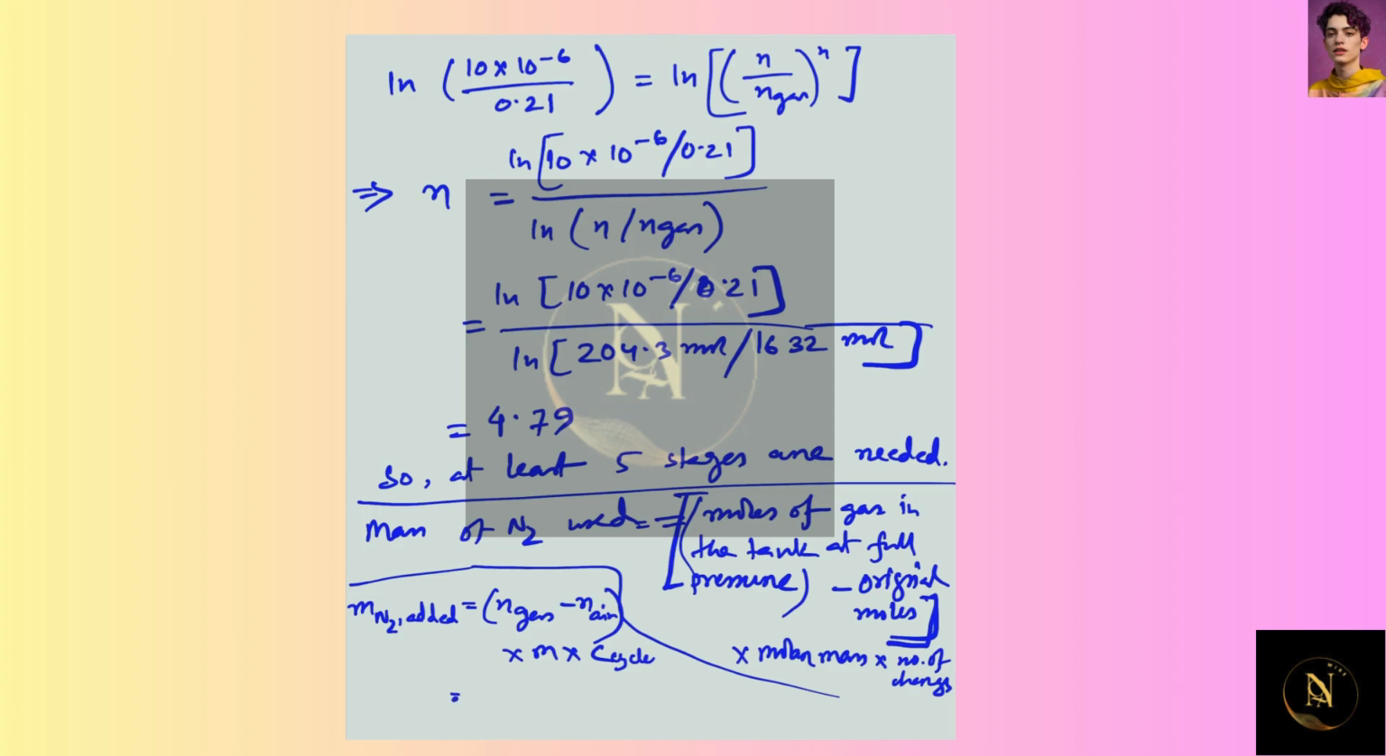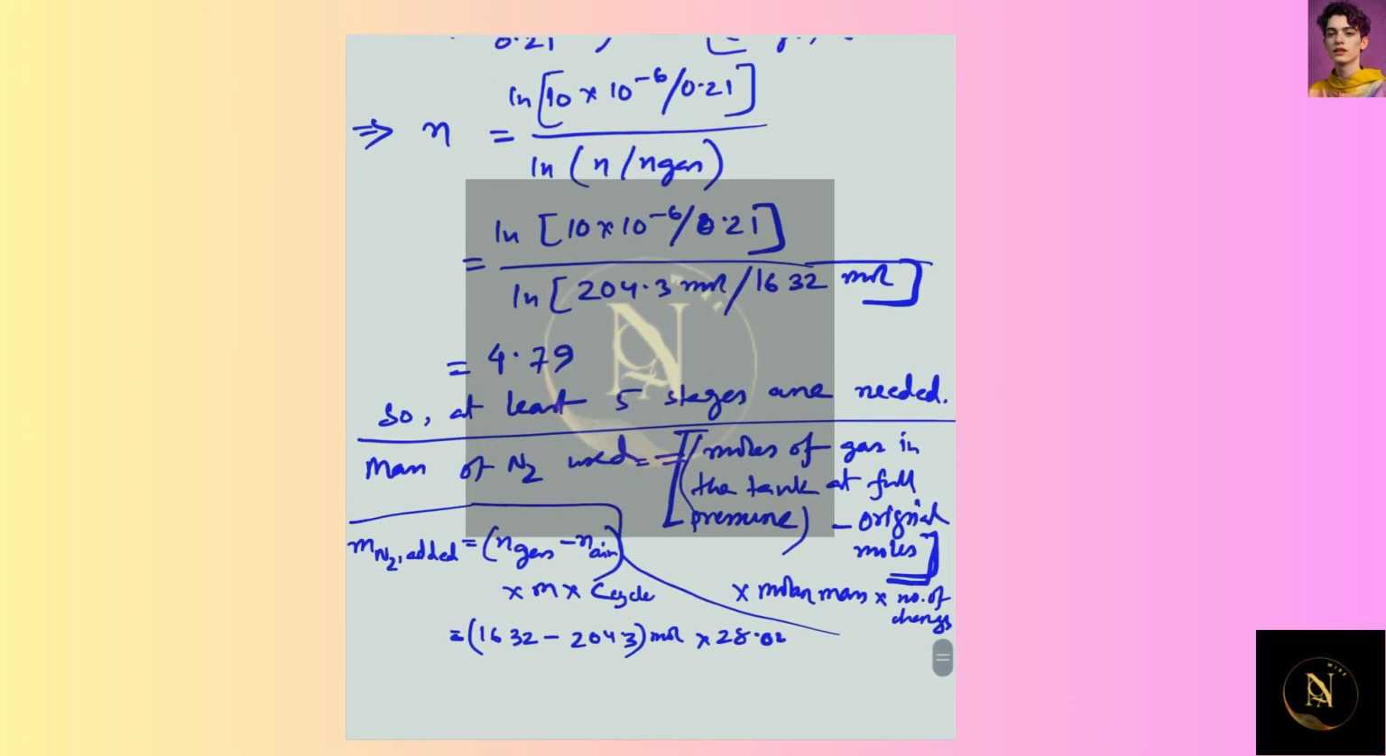Let's insert all these values. Molar mass of nitrogen is 28.02 multiplied by 10 to the power -3 kg per mole, and the number of cycles is 5. Therefore, the mass of nitrogen is 200 kg.